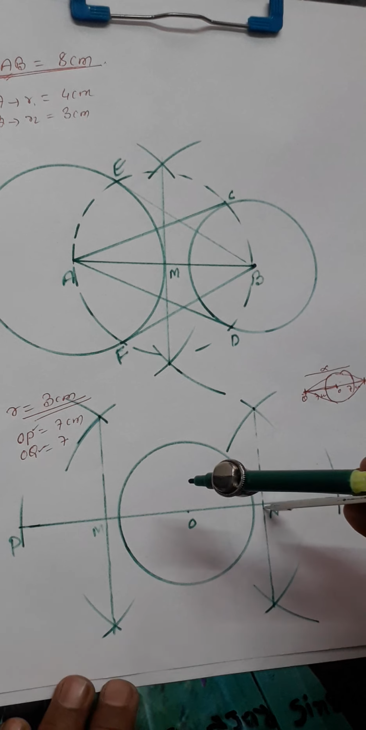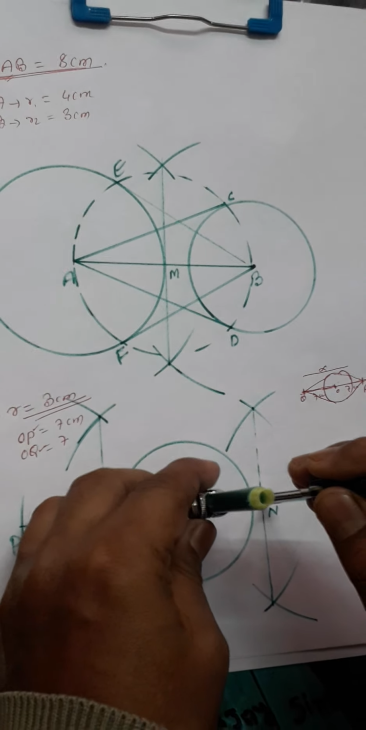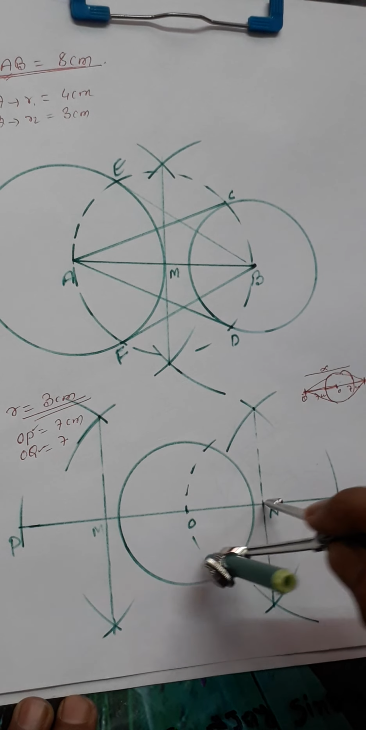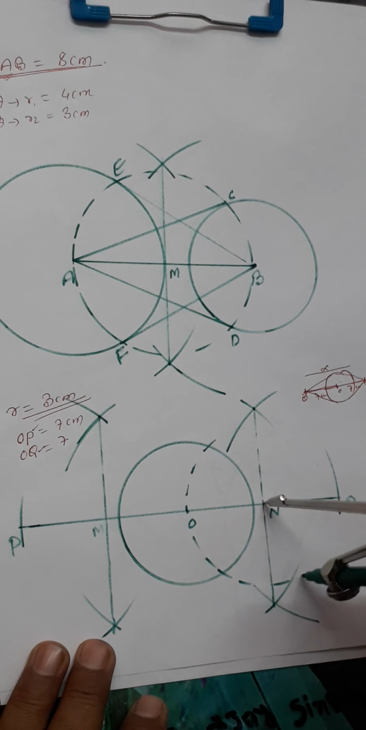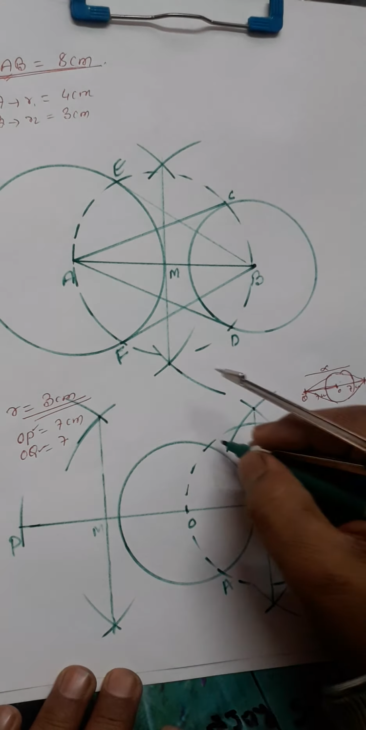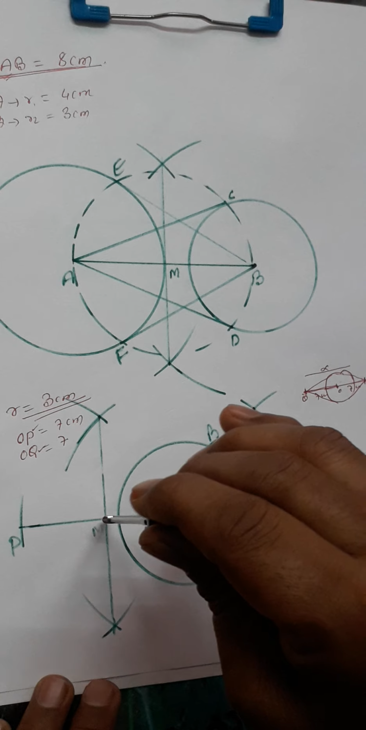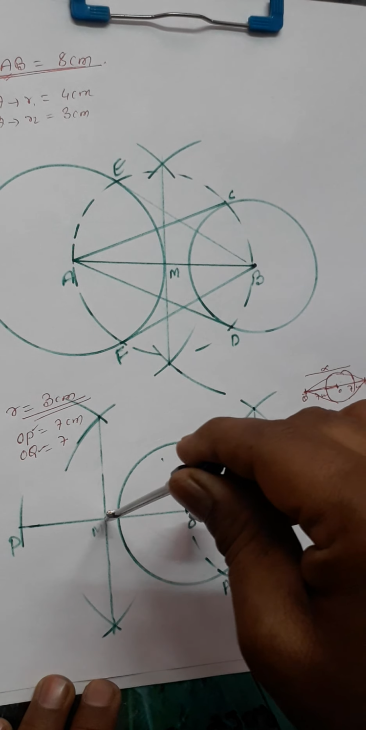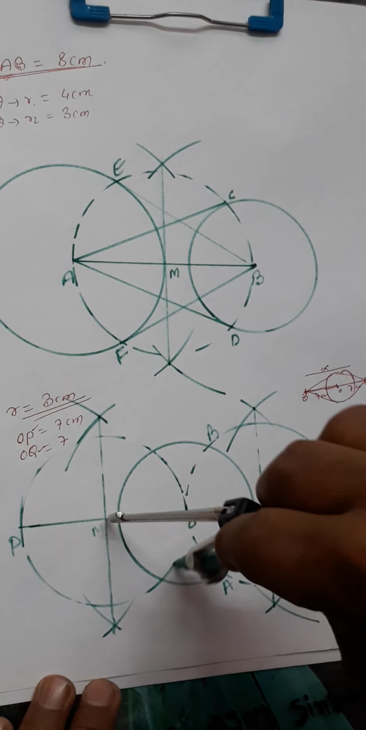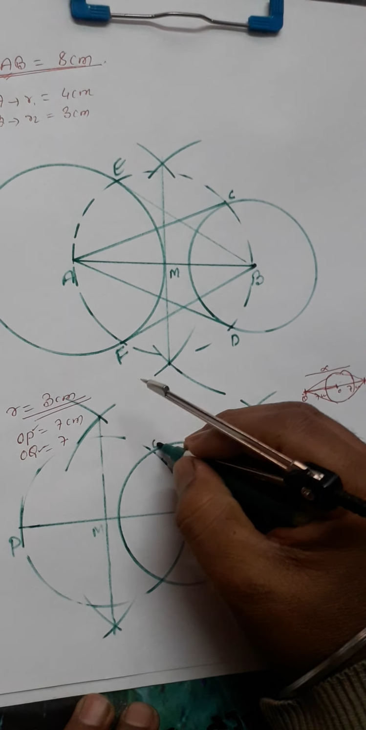Now we will take N as center and ON as radius. We will draw another circle intersecting this circle at 2 points. Let this point be A, this be B. Now again, taking M as center, we will draw another circle, and the radius will be OM. Let this point of intersection be C and this be D.